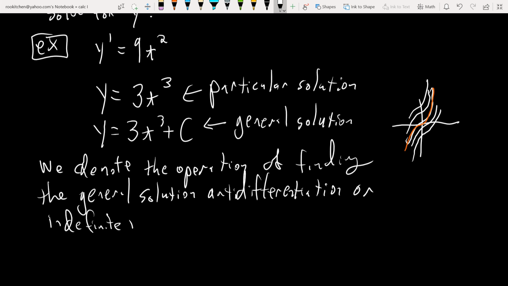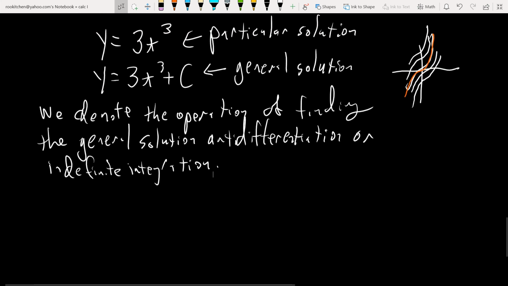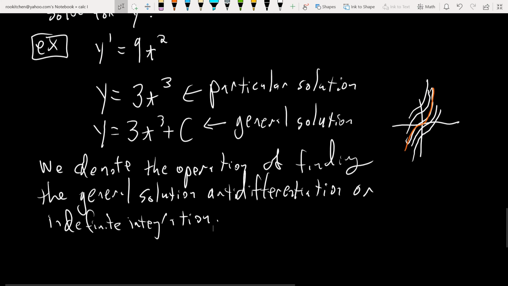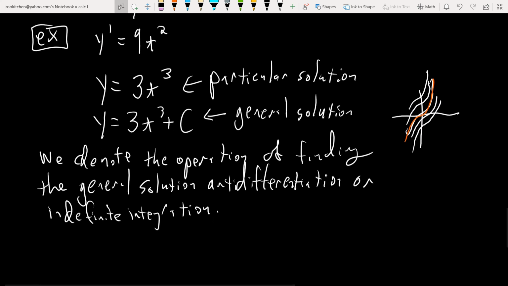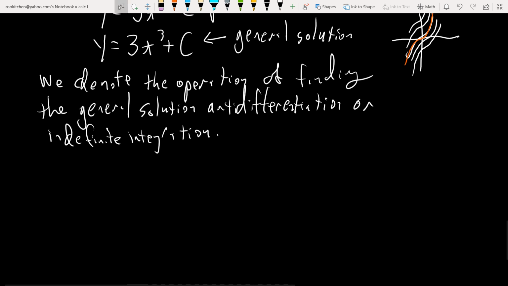Definite integration. Okay. And instead of writing out all that business above, where you're writing y prime, and then you go to another line, we can put it all into one sort of answer.